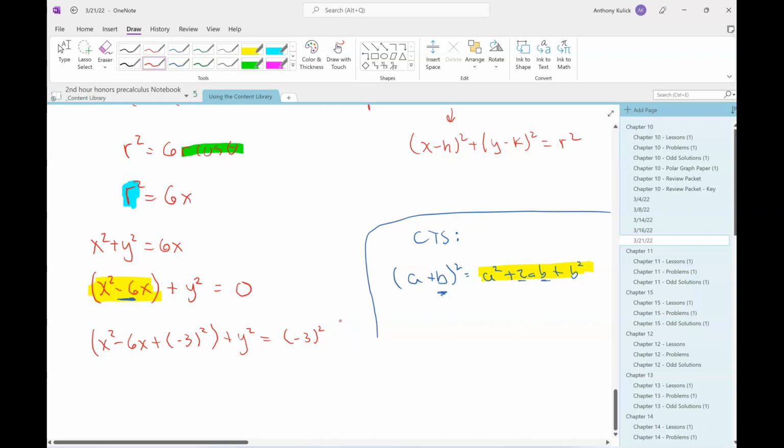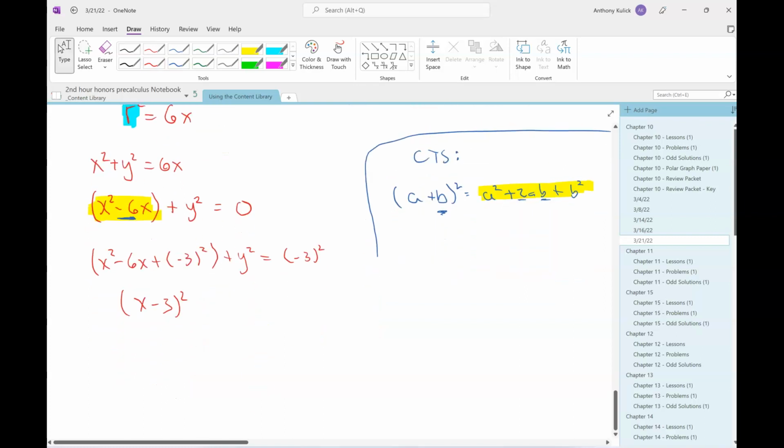Everybody's cool? This now automatically factors, since it's a perfect square. I know it's a perfect square because I just made sure it was by adding b over 2 squared to both sides. And what do I have now? Diggly dog darn, the equation of a circle.